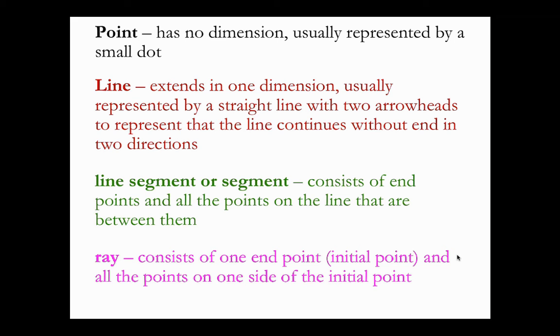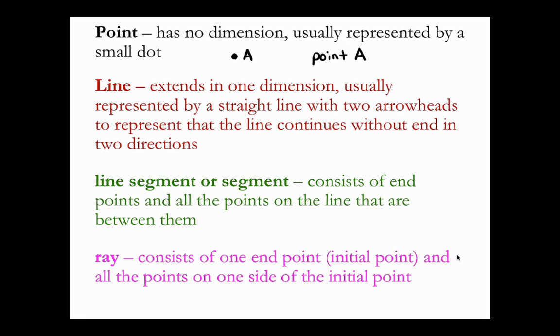So our first vocabulary word is point. It has no dimension and is usually represented by a small dot. So this is our most basic geometric object. It is a point. You will see a capital letter beside them, and when you name it, you actually write out the word point and whatever capital letter is with it. So once again, capital letters will name points. So this is point A.